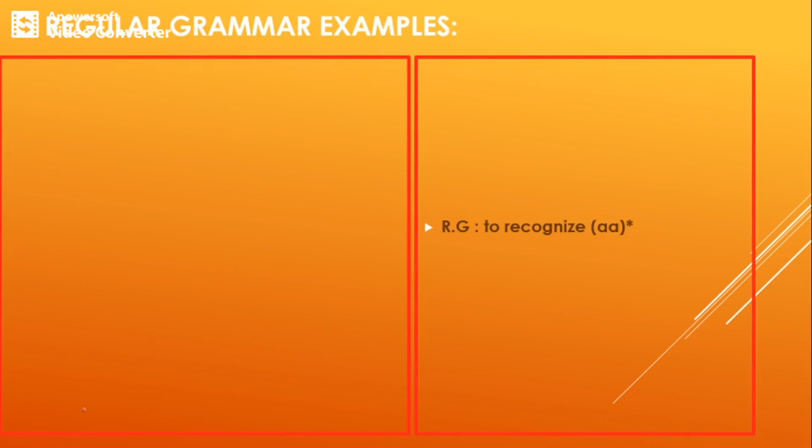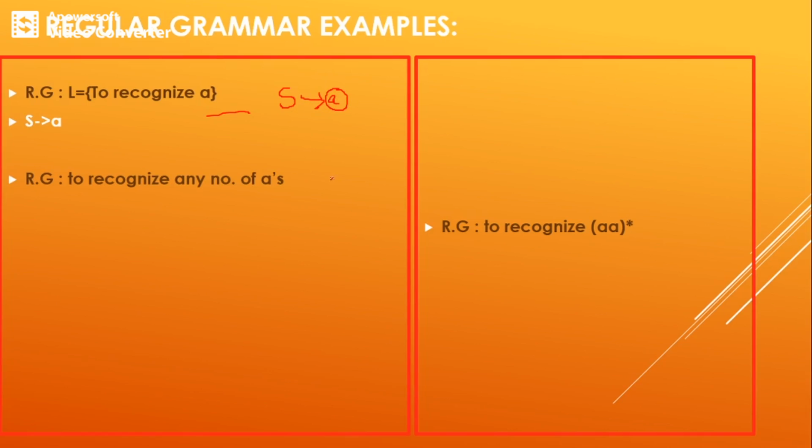Regular grammar examples. To recognize a, how do I write it? Before moving on to write a regular grammar to recognize a star, I will first show how to recognize a. a is just a single character. You have to start with the start state. The start state is the starting non-terminal. Let me represent the starting non-terminal as S, and that gives a. So this grammar will recognize a.